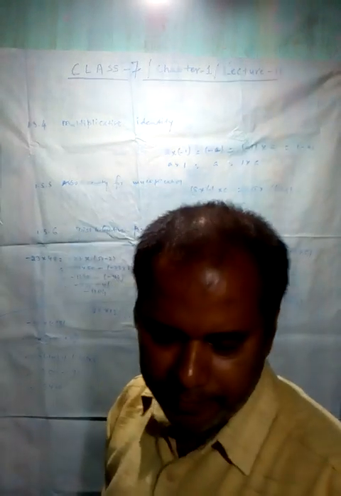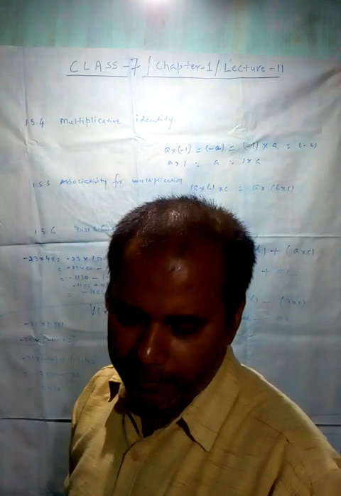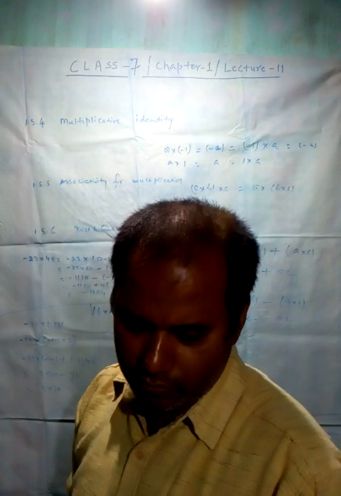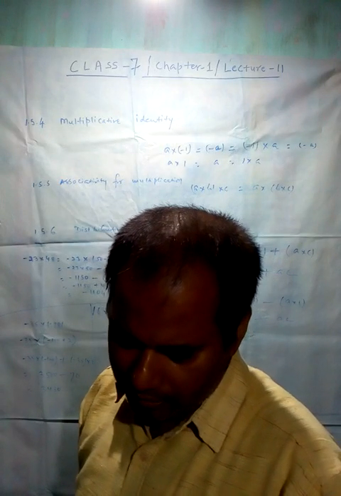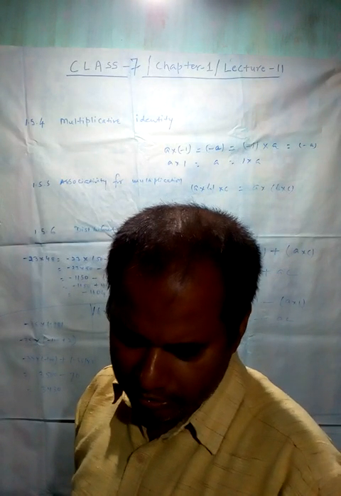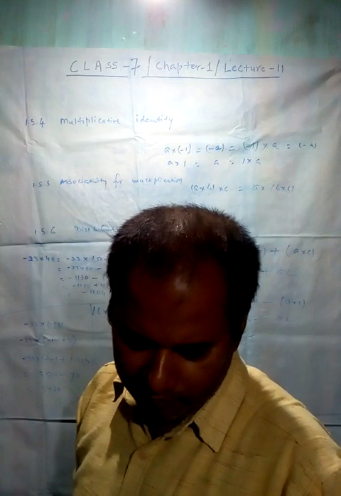Question number 5: 52 into minus 8 plus 52 into 2. So you will get the answer 520. Now try this one, the question is there. Using the distributive property you have to solve it and find out the value.